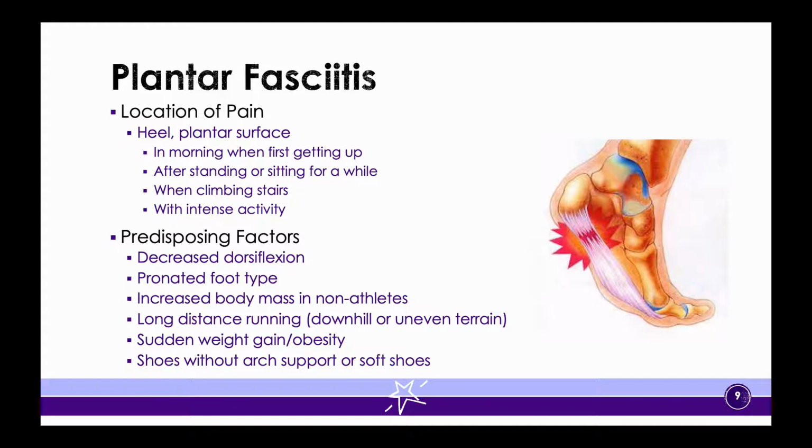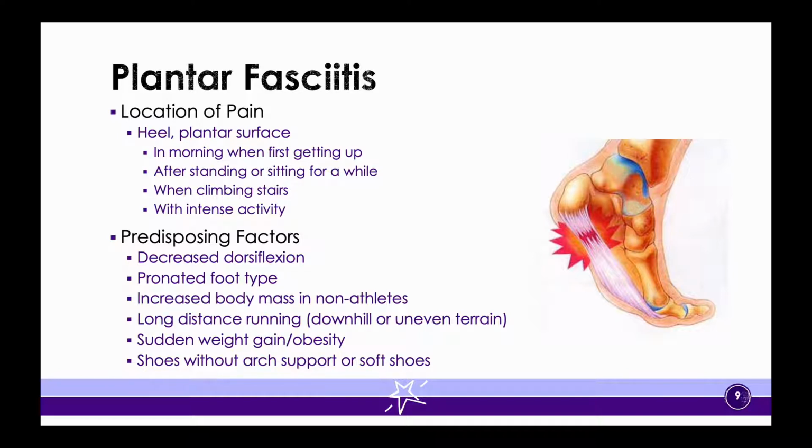If you have a foot type that's considered more pronated, you are more predisposed to experiencing it. If you're a larger individual, especially in a non-athlete's stature, we tend to experience plantar fasciitis a little bit more. If you've been doing a lot of long distance running, specifically running downhill a lot, or on uneven terrain, just the foot compensations that have to happen, and you're also often in that plantar flexion while you're running, it can cause the pain of plantar fasciitis.